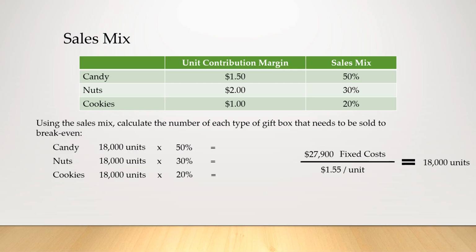To break even, we need to sell 9,000 gift boxes of candy, 5,400 gift boxes of snack nuts, and 3,600 boxes of cookies.